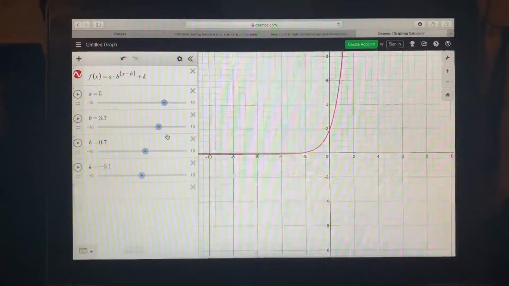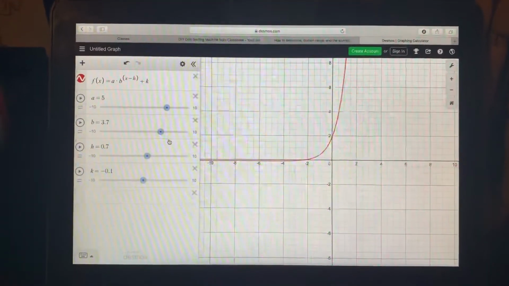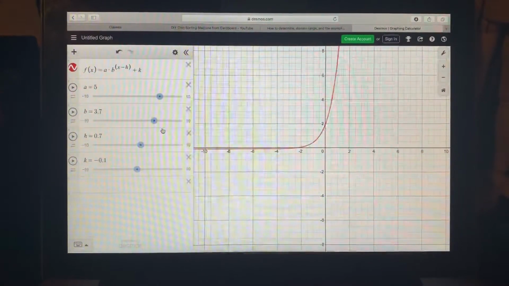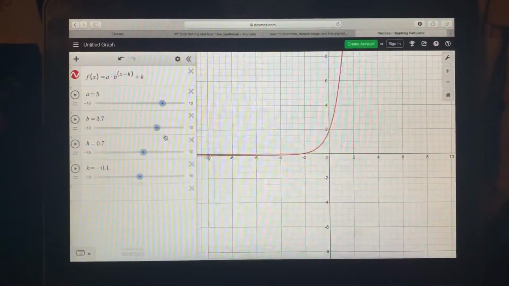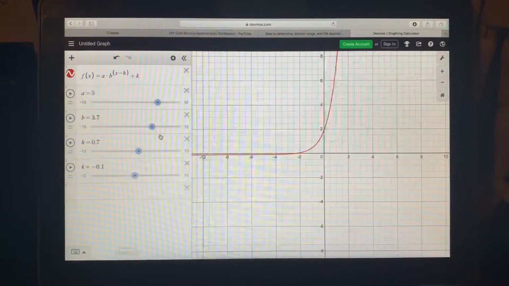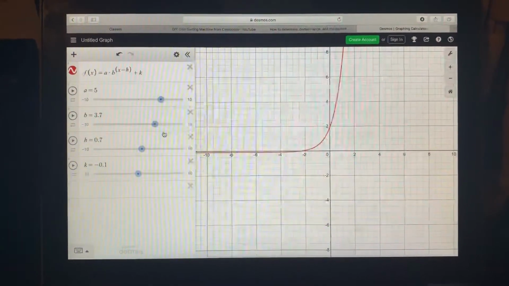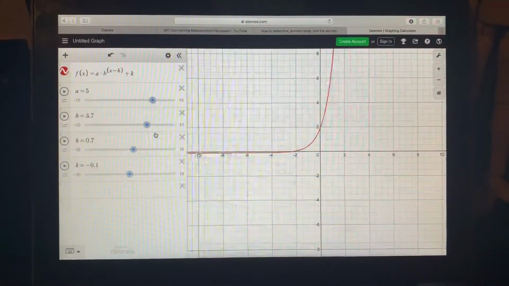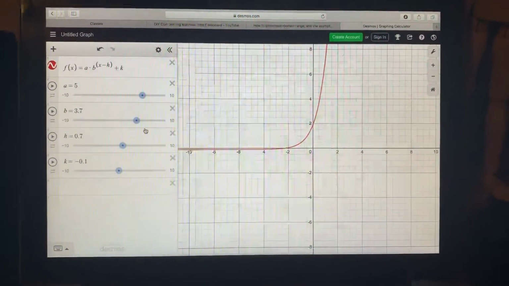Hello everyone, my name is PJ Marshall, and today I'm going to be teaching you guys about the exponential parent functions. But before we dive into the real meat and potatoes of this graphing formula, I wanted to get into the equation you are going to be using in order to find the answer to your problems.